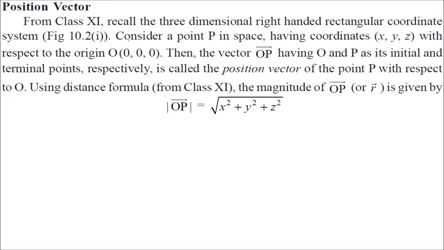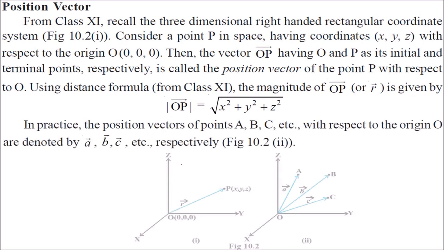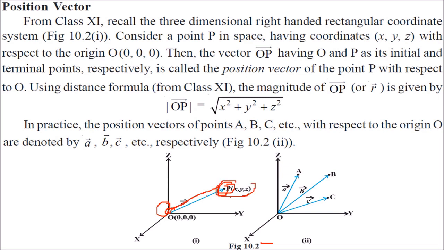Position vector. Just assume and recall the three-dimensional right-handed rectangular coordinate system as you see here. Just consider a point P in space. This has x, y, z as the coordinates, and this is the origin. So this is the vector OP. This vector OP starts from O. This is the initial point. P is the terminal point, and this is called the position vector of this point P.